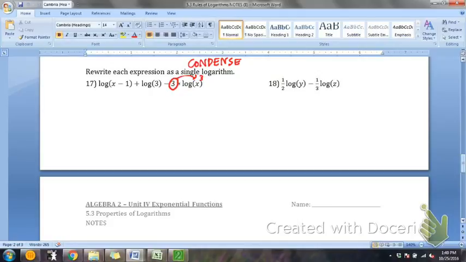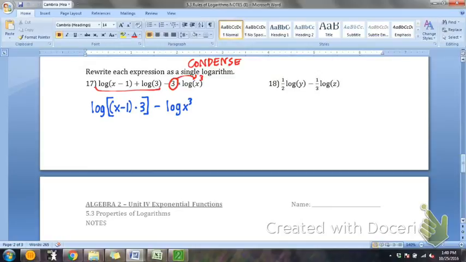Now there are 3 things, so we're going to take them 2 at a time. So the first thing is an addition problem. So I have x minus 1 times 3. And I'm going to use brackets since I already have parentheses in there. So I changed the first 2 to be a multiplication problem. And I still have this minus log x cubed.